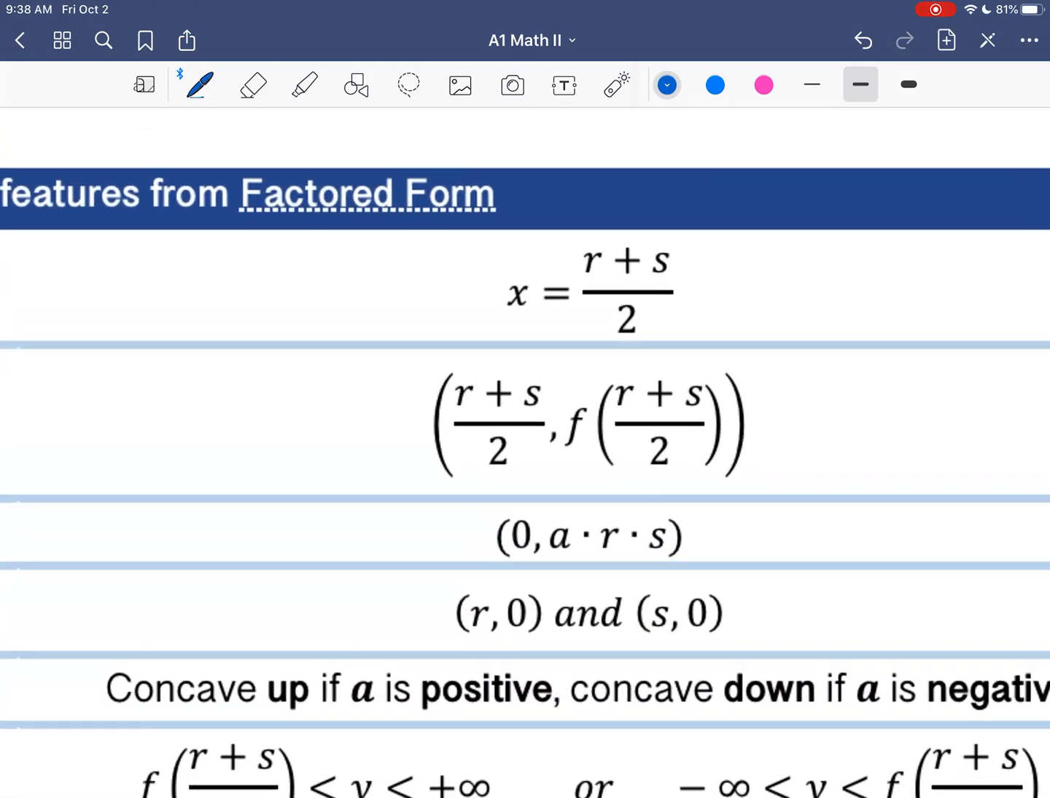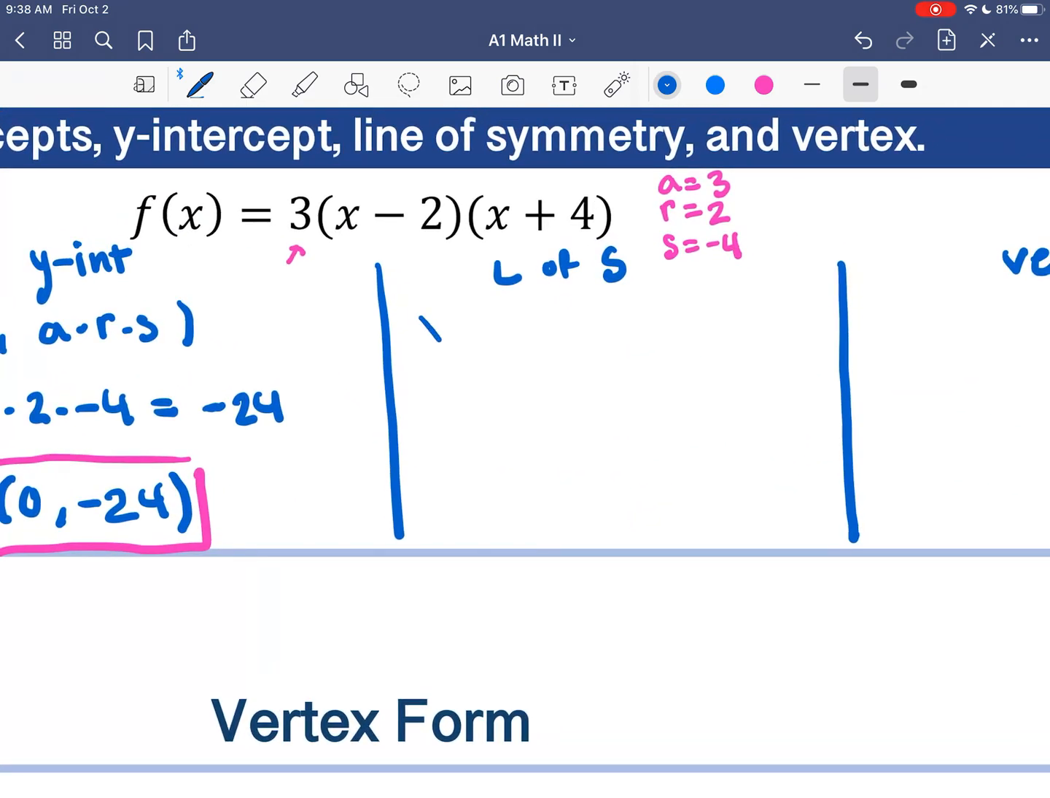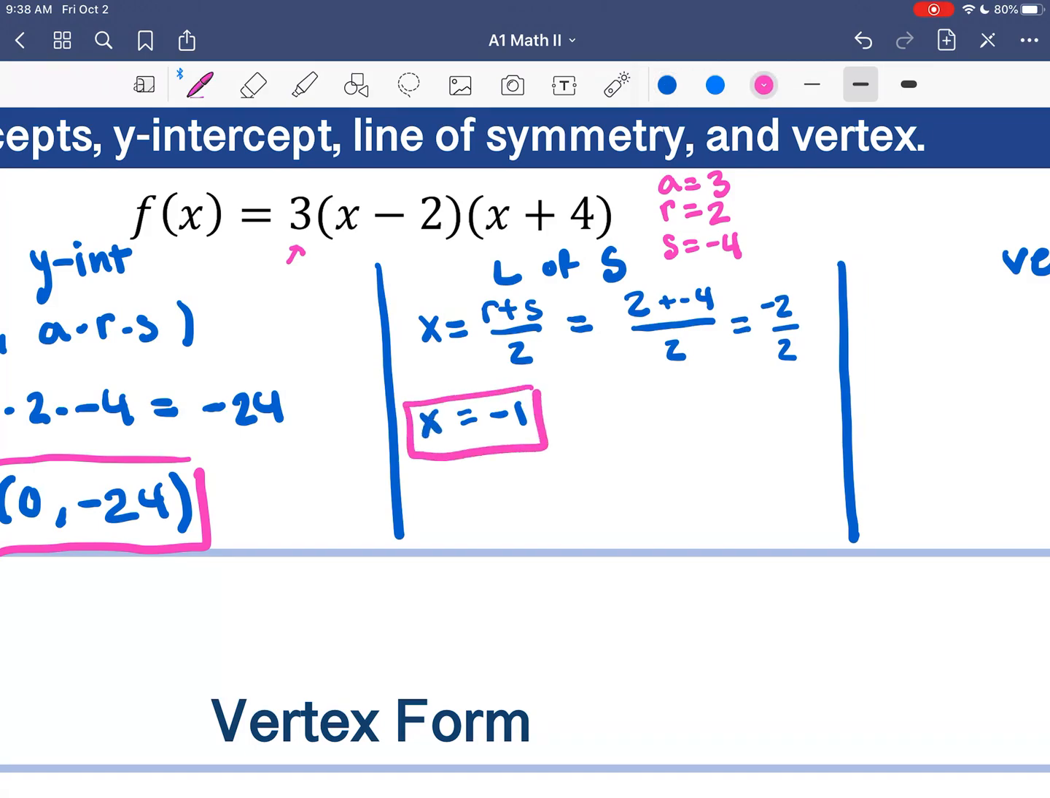For the line of symmetry, the formula is adding together r and s and then dividing by 2. So x equals r plus s over 2. I'm just going to plug in my r and my s, which are 2 and negative 4 divided by 2. 2 minus 4 makes negative 2 over 2, which makes negative 1. So our line of symmetry, again, this time we ended up with the same answer. Our line of symmetry is negative 1 again.